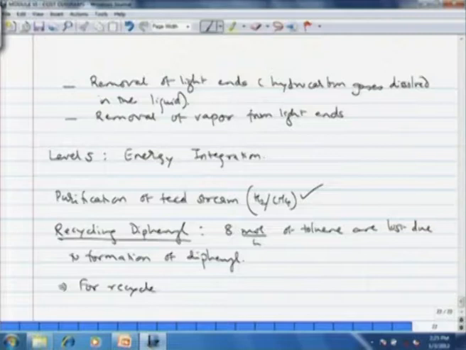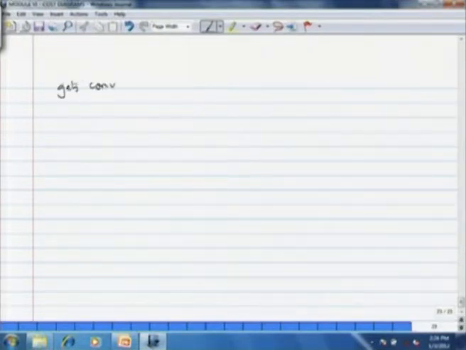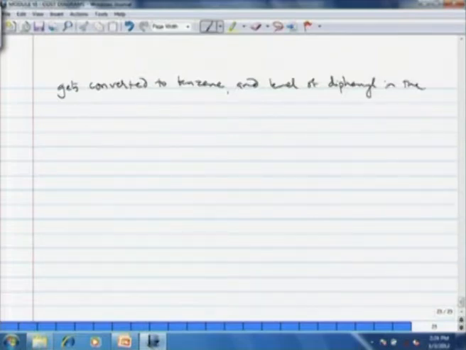For recycle of diphenyl at steady state, selectivity becomes 1, as all fresh toluene fed to the system gets converted to benzene, and the level of diphenyl in the process stays constant.